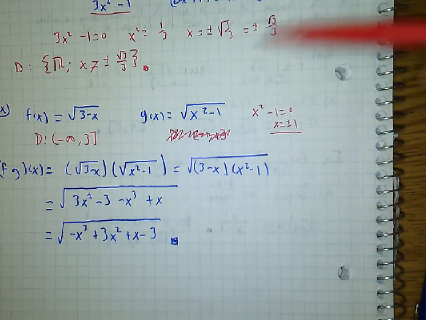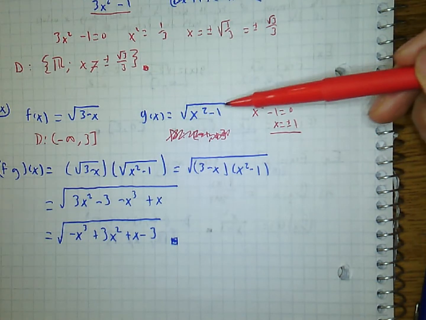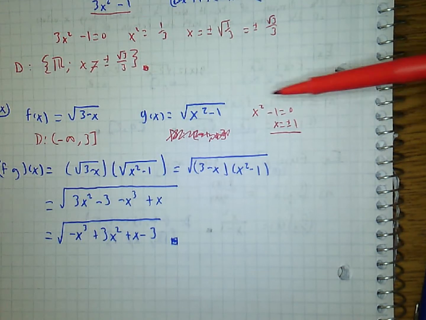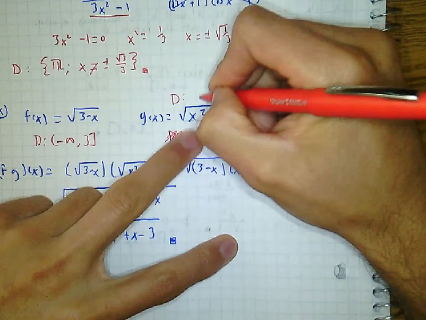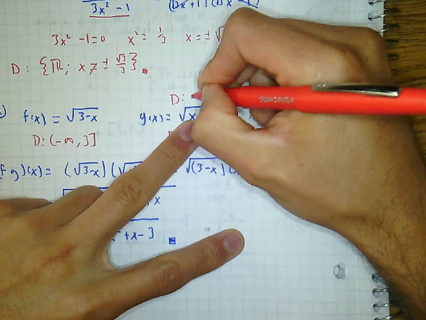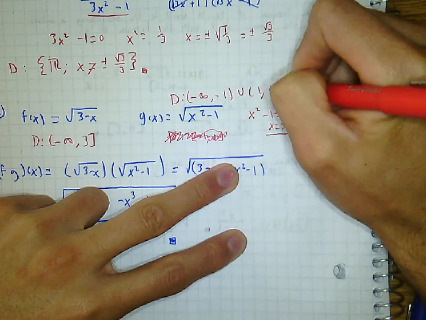However, think about if you plug in 0. 0 squared would be 0, minus 1 is negative 1. Square root of negative 1 is not a real number, therefore anything between negative 1 and 1 is not going to work, so it's going to be the opposite of what I said here. The domain for this is going to be from negative infinity to negative 1, and from 1 to positive infinity.